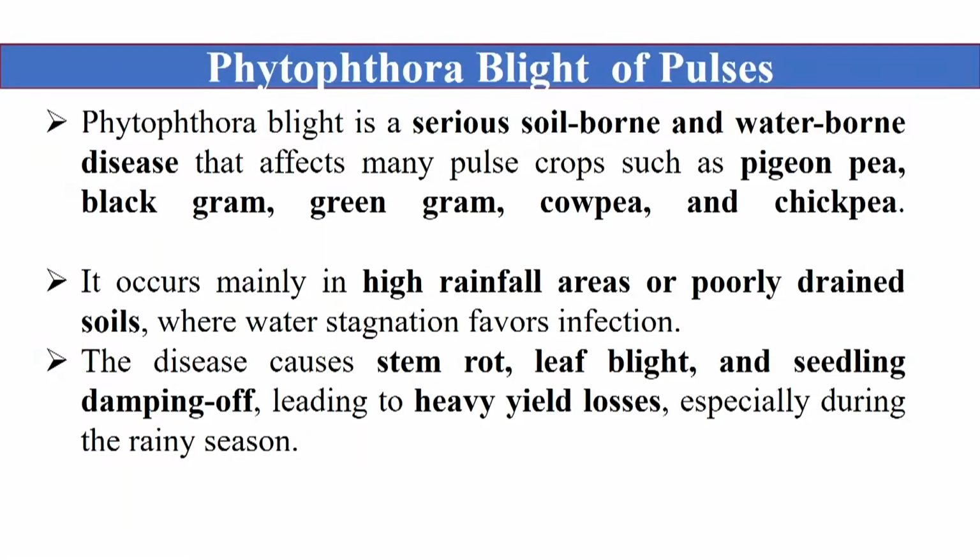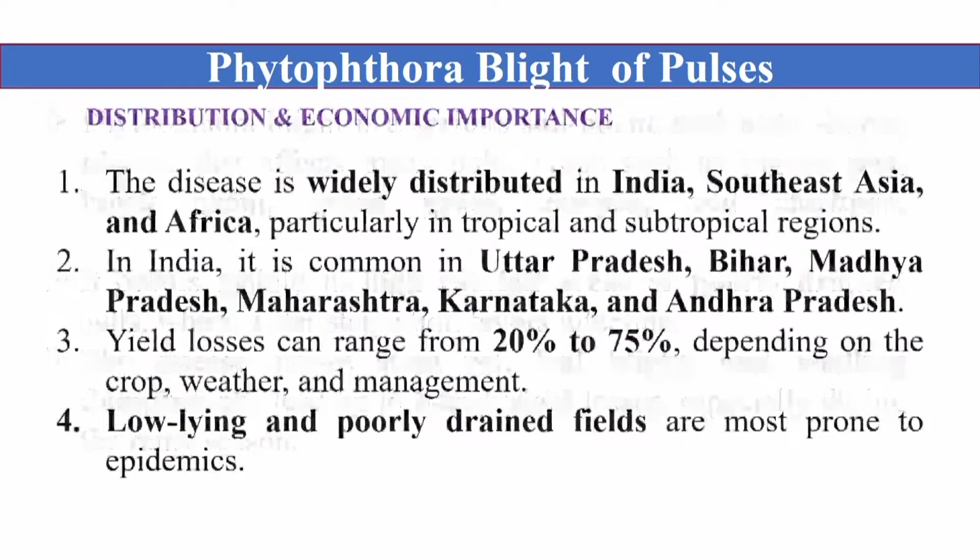Conditions where water stagnation favors the infection rate, and the disease causes stem rot, leaf blight and seedling damping off, leading to heavy yield loss, especially during the rainy season. And the distribution, you can say it is widely distributed in India, Southeast Asia and African countries, particularly in the tropical as well as subtropical regions.